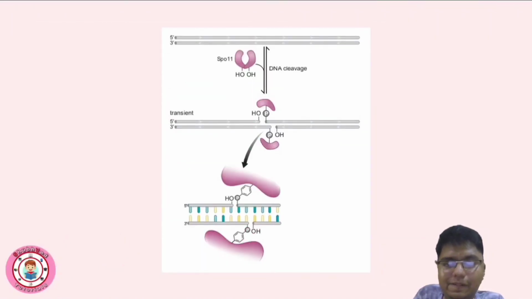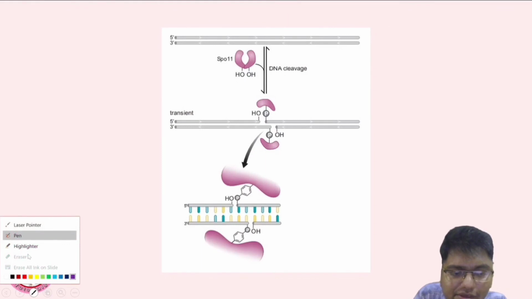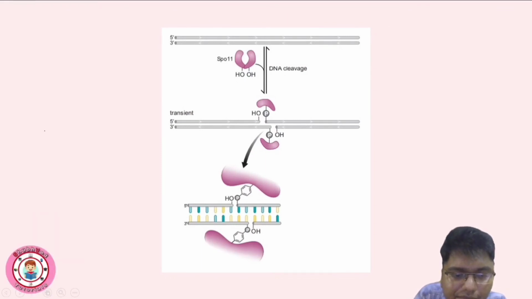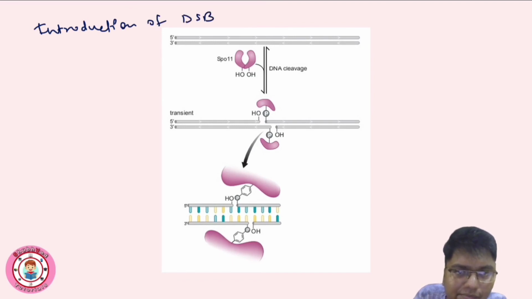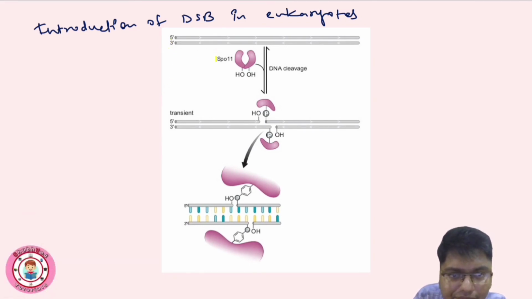Now let's see in eukaryotes. First of all, there is an introduction of double strand break. Very important step in the meiosis basically. So this is introduction of double strand break in eukaryotes. So who does this? Protein SPO11. Okay, SPO11.